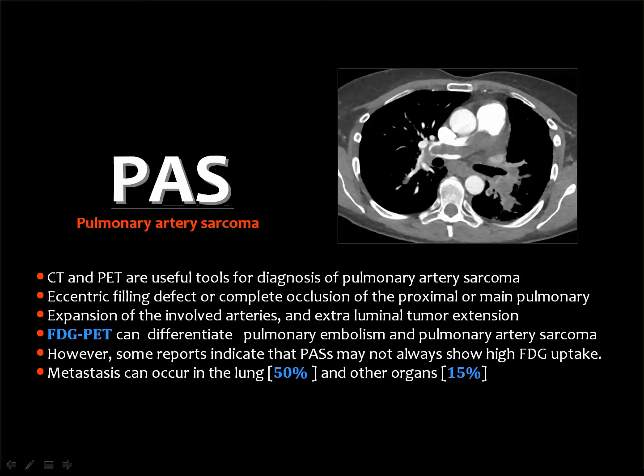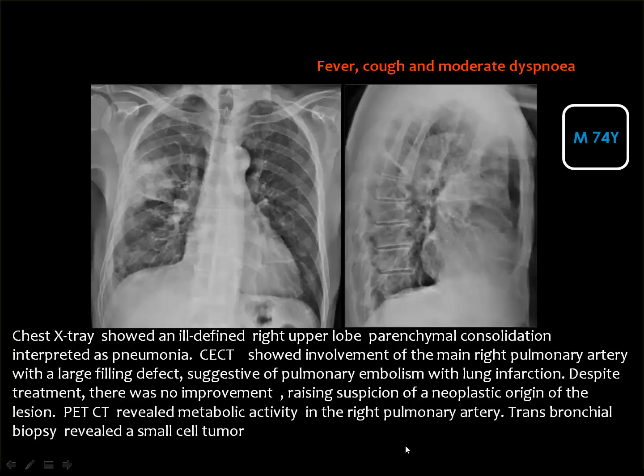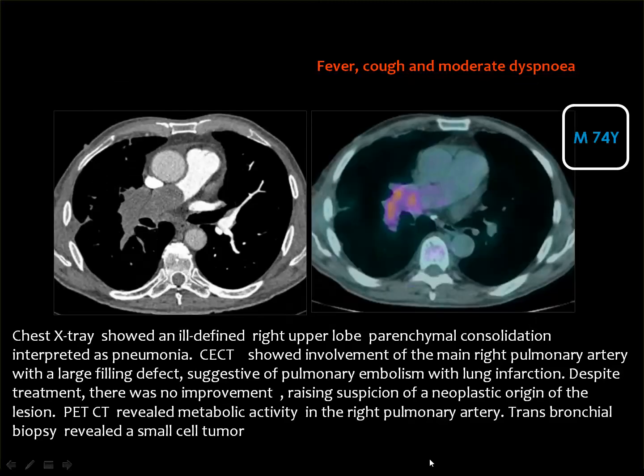One of the major differences also is that the pulmonary artery sarcoma invades the adjacent mediastinal structures as well as the adjacent lung parenchyma, while the thrombus does not invade the adjacent lung parenchyma. And the PET scan will show metabolic activity of the sarcoma, but it will not show any metabolic activity in the embolus. And this patient presented with fever, cough, and dyspnea, and showed an opacity which is similar to pneumonic consolidation in the right lung.